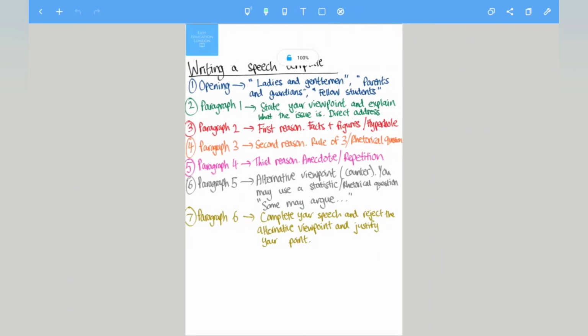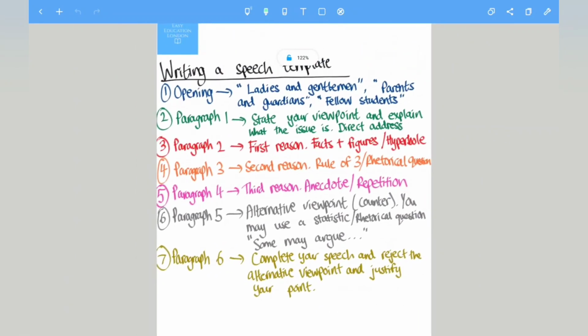if I just move on to page 2, here we have a template when writing a speech. Now, when you write a speech, in terms of the opening, you may want to begin with ladies and gentlemen, depending on what they're asking you. So you may be writing to parents, it could be the MP, it could be your fellow students. So depending who you are writing to, you must address them appropriately. And also remember, often you must be writing in a formal tone. So that would be your opening paragraph.